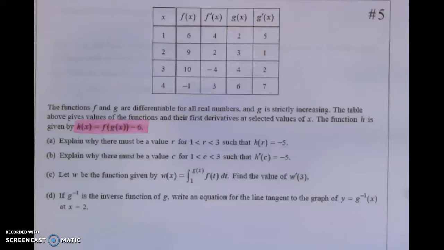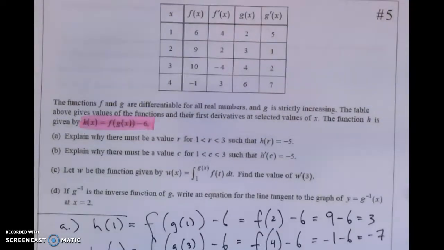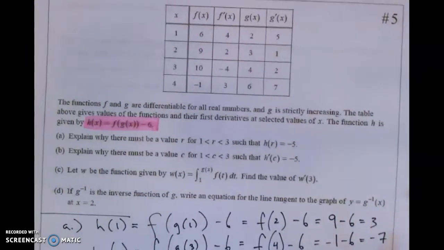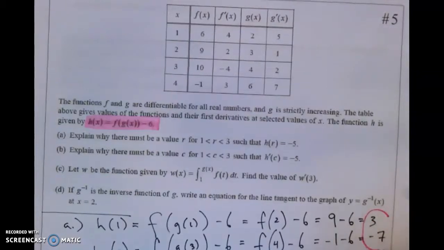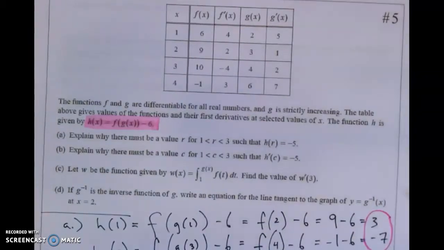All right, part A: explain why there must be a value r from 1 to 3 such that h of r equals negative 5. The reason is that this is an intermediate value theorem problem, and we're going to work this out ourselves. I'll let you read that real quick. You evaluate g at 1, f of that result is 2, getting 3. Then we do the same thing for the next value, and we find that h of 1 is 3, and h of 3 is negative 7.